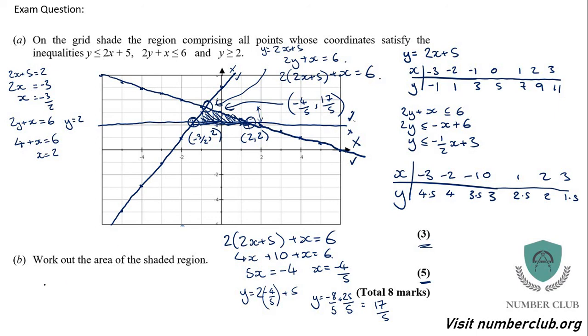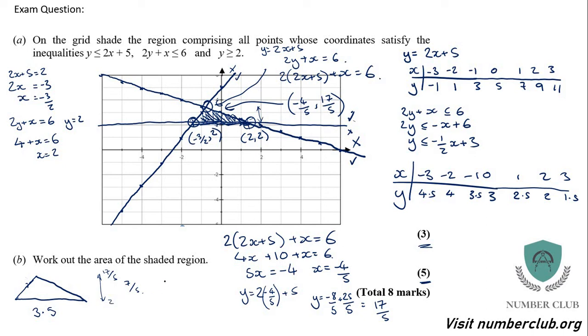Now let's talk about the horizontal of this triangle. So we've got a triangle that looks a bit like this. Now the horizontal of it is going across your x's. So we're going from -3 over 2 up to 2. So there's 2 and there's another 1.5. So the actual width of the triangle is going to be 3.5. And vertically it's going from 2 up to 17 over 5. So it's going from 10 over 5 up to 17 over 5, which is going to be 7 over 5.